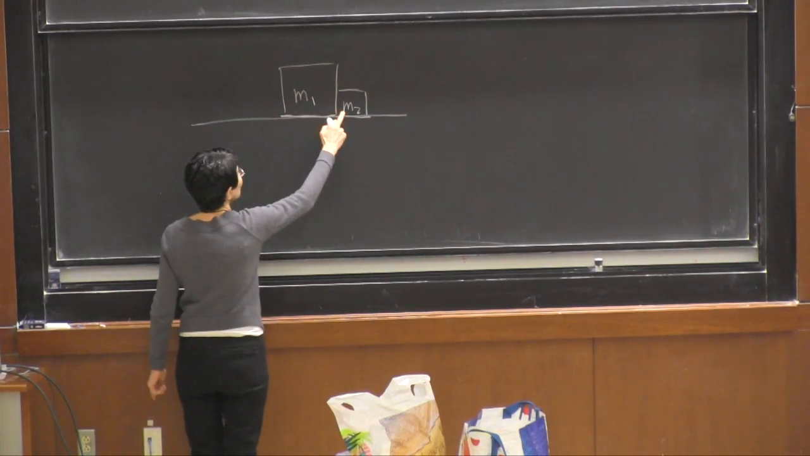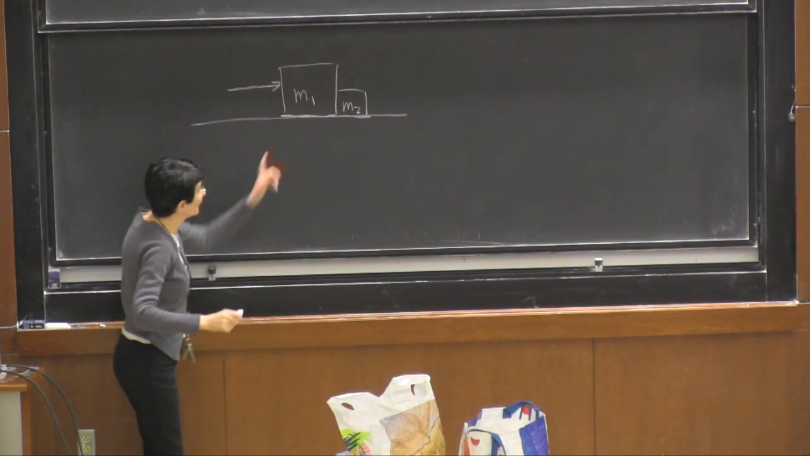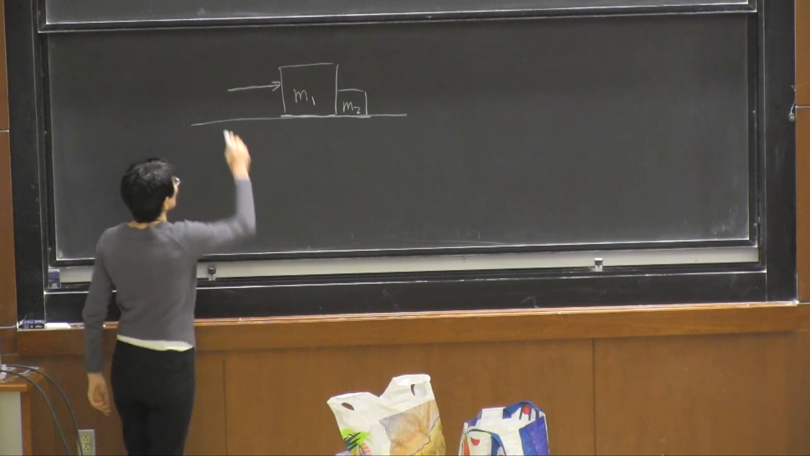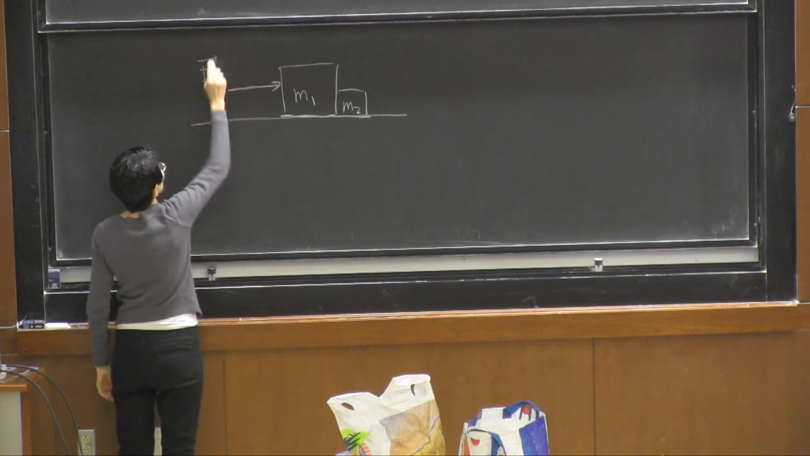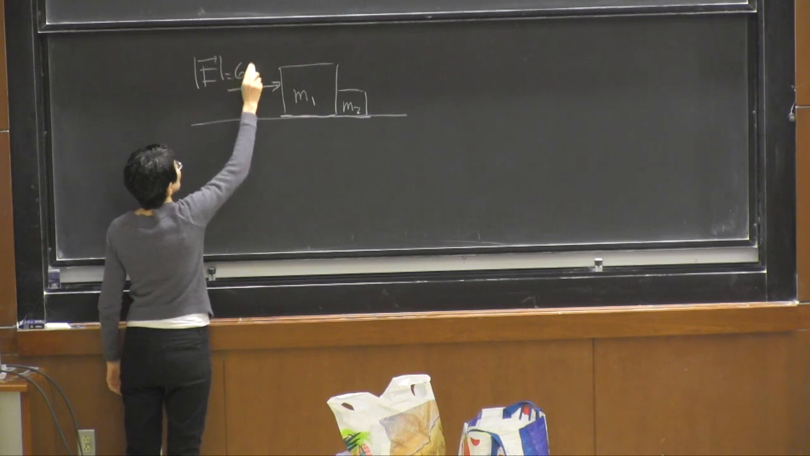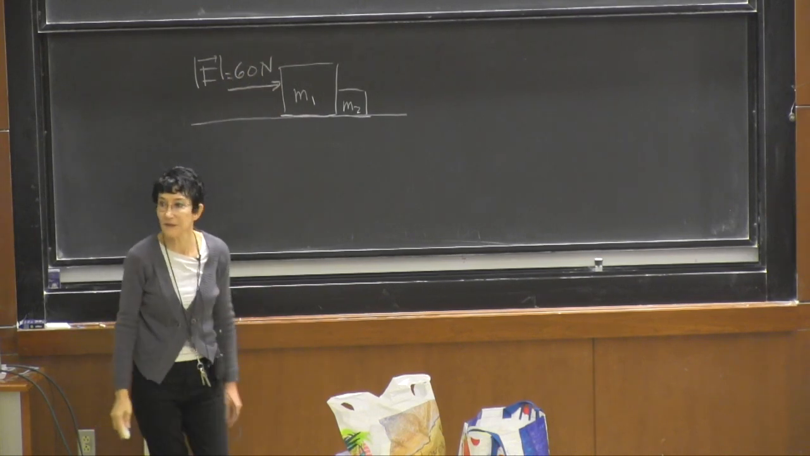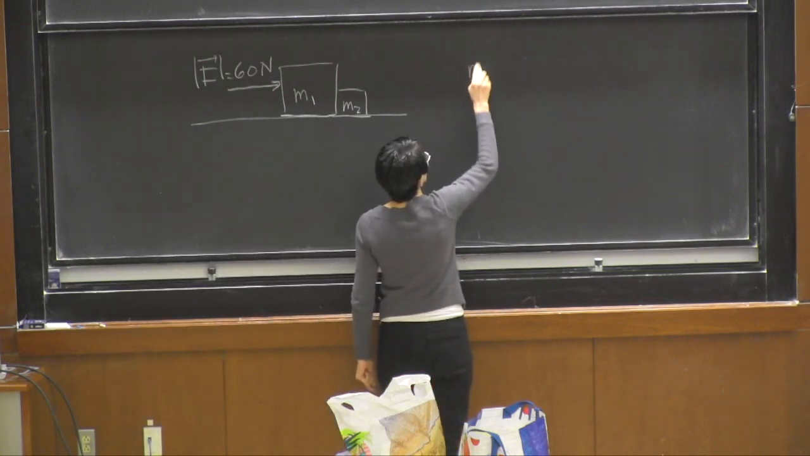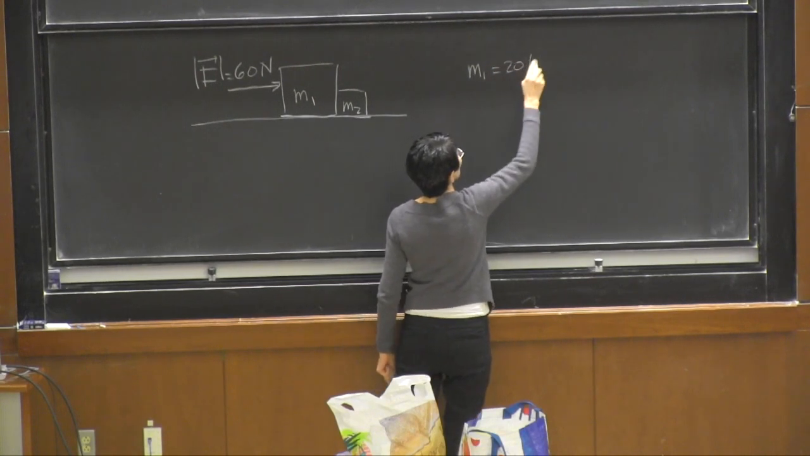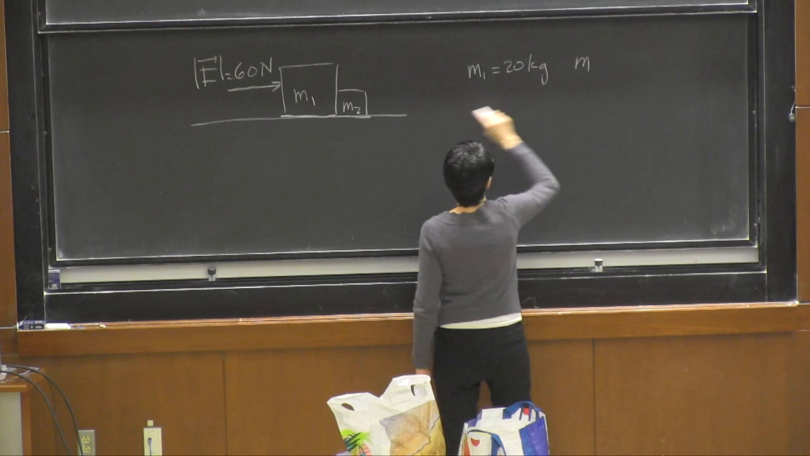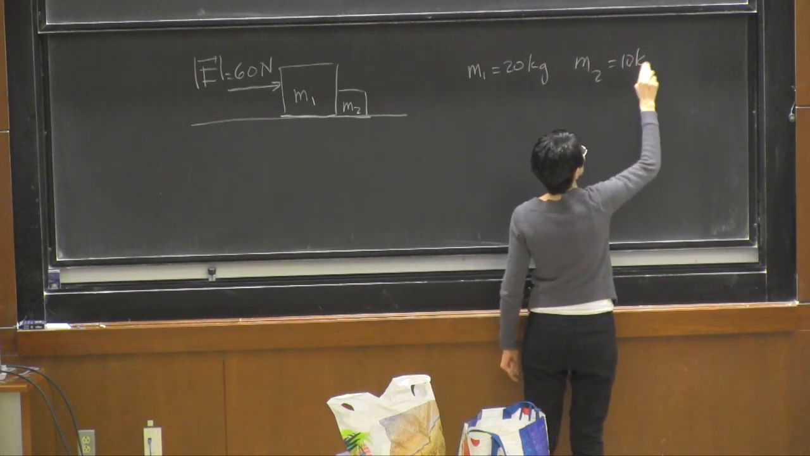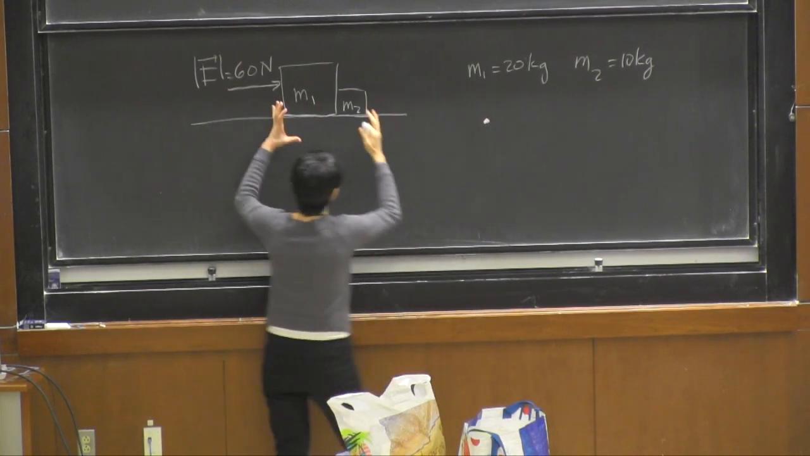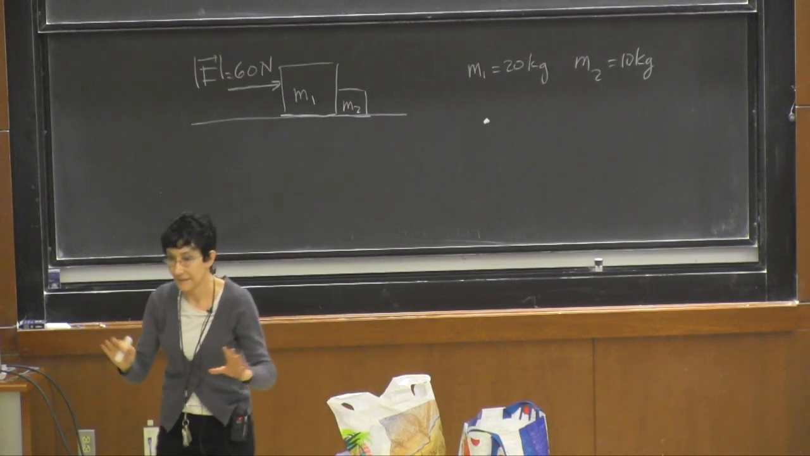So this body, M1 plus M2, here is being pushed. Imagine these are two crates, and I am pushing from here, right? This is a force, F, whose magnitude, assume, is 60 newtons. Remember, 1 newton is 1 kilogram meter per second square, 60 newtons. So M1, let us say, is 20 kilograms. M2 is 10 kilograms.